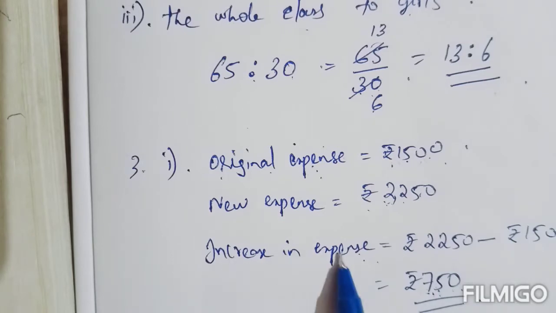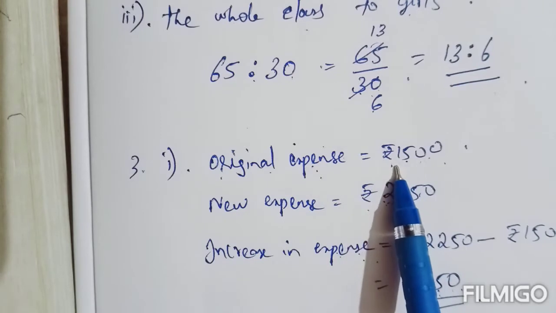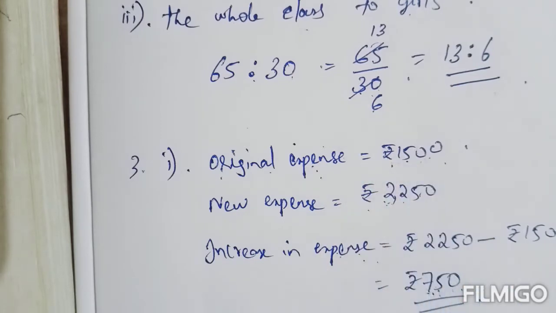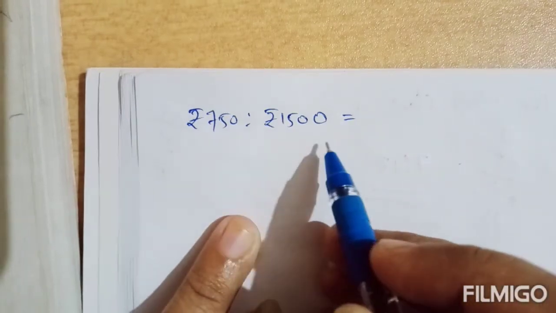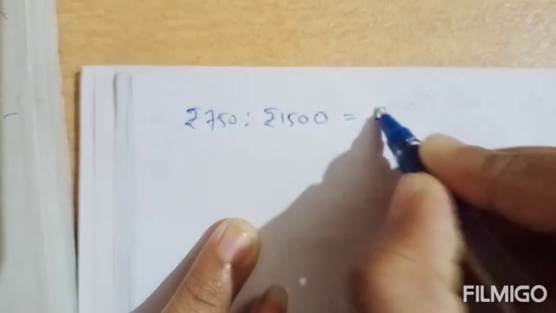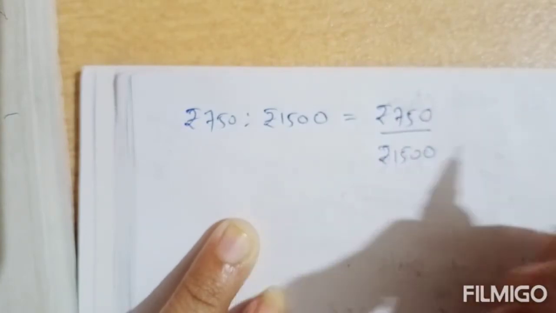So the increase in expense is rupees 750, the original expense is rupees 1500. So finding the ratio, what will we get? Rupees 750 is to rupees 1500. A is to B, we can write it in this form, rupees 750 by rupees 1500.